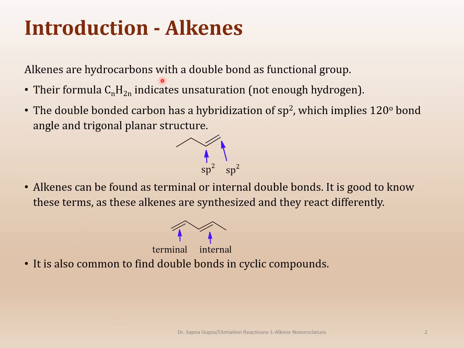So first of all, alkenes are hydrocarbons with a double bond. They have at least one double bond in there. The formula is supposed to be CnH2n, as you remember from what we did in functional groups. And the carbon that has the double bond is sp2 hybridized, which is a 120-degree bond angle, and it's trigonal planar.